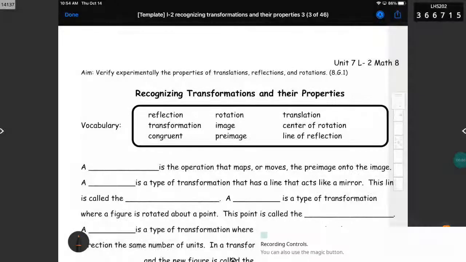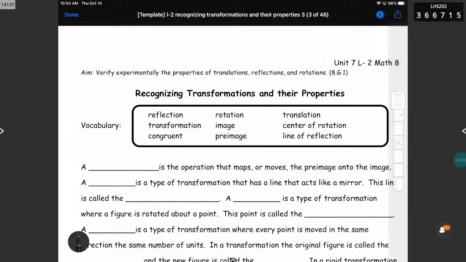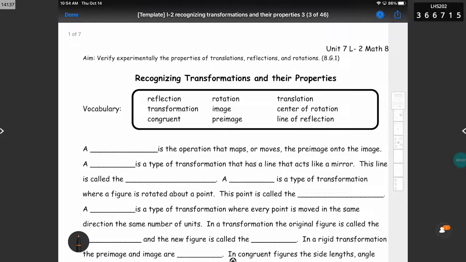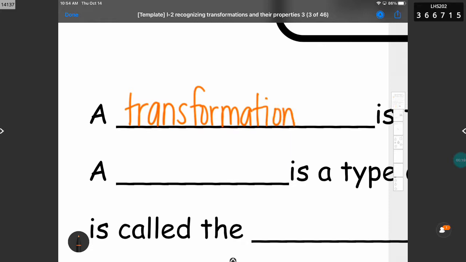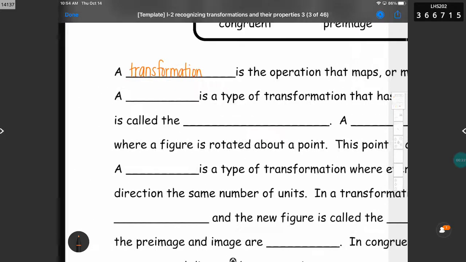Recognizing transformations and their properties. A transformation is an operation that maps or moves the pre-image onto the image. That is a transformation. Why is it different from translation?